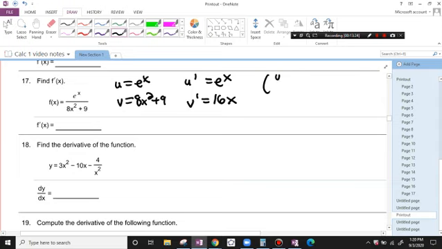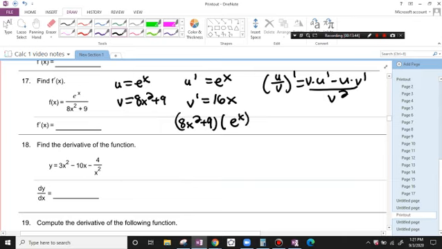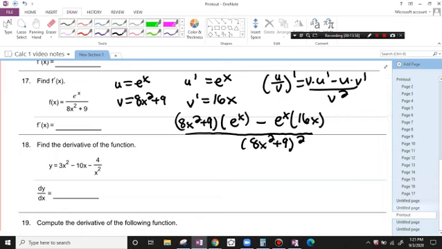So the derivative of u over v is v times u prime minus u times v prime, all over v squared. V in this case is 8x squared plus 9, times u prime, which is e to the x, minus u, which is e to the x, times v prime, which is 16x, all over v squared, which is 8x squared plus 9 raised to the second power.